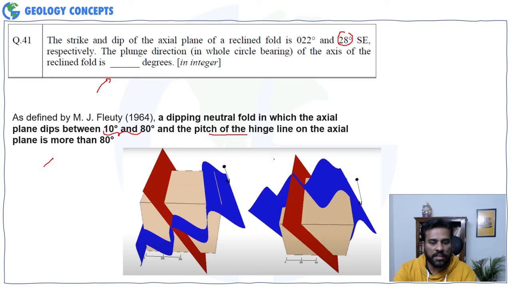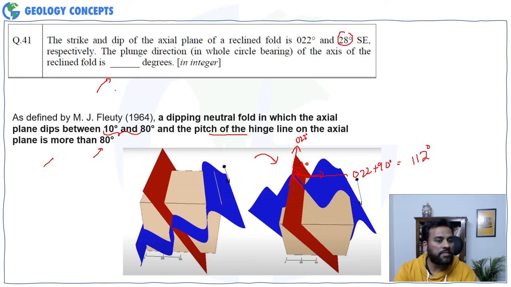And the pitch of the hinge line. Now see, pitch of the hinge line, if you focus on this diagram here, this red figure here is the axial plane. And this is your strike. So this is 022, right? And this is your fold axis. The pitch of the fold axis is almost more than 80 degrees, and sometimes it is almost 90, right? So we can say that the plunge, or you can say bearing, of this fold axis is perpendicular to the strike of the axial plane, right? If this angle is 90 here, this plunge direction will be 022 plus 90 degrees, which is nothing but 112 degrees.